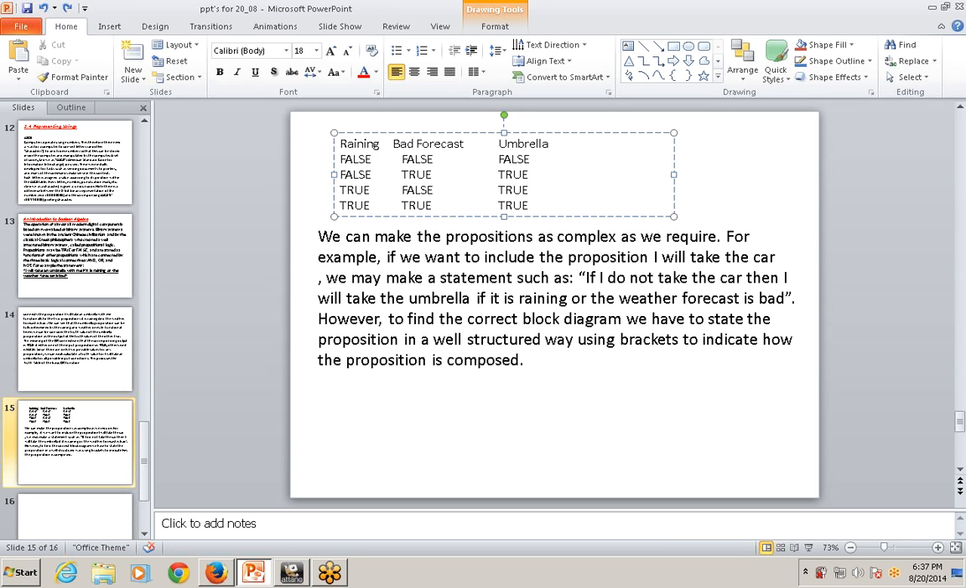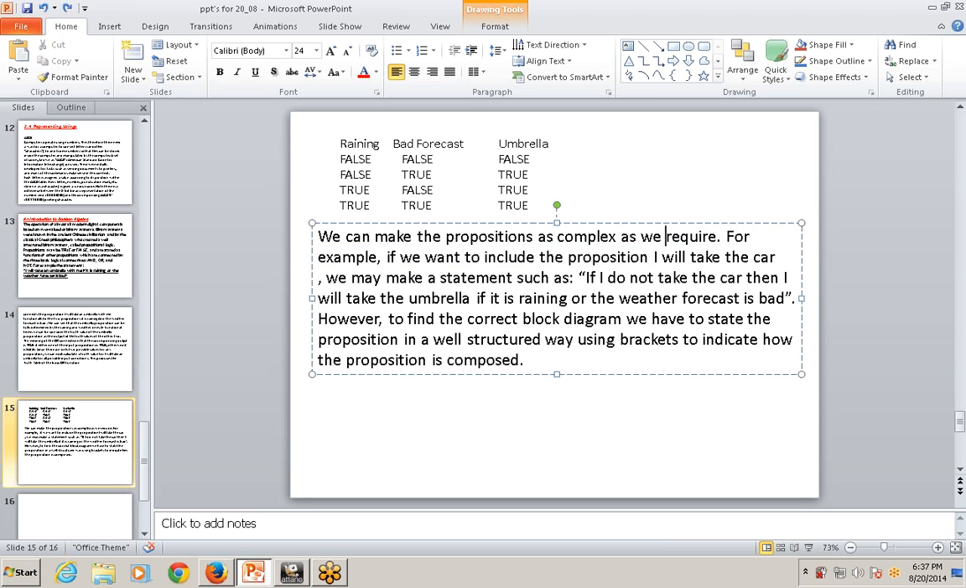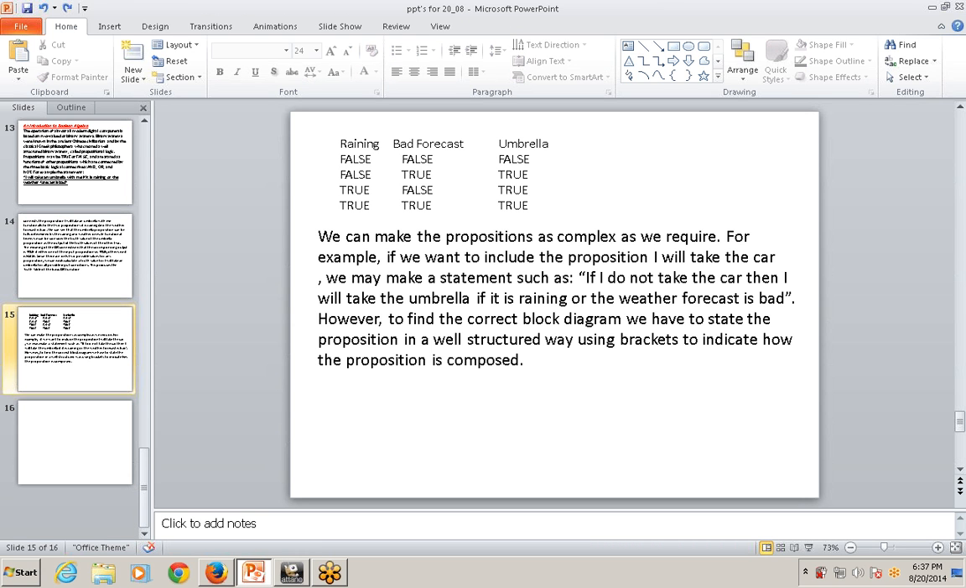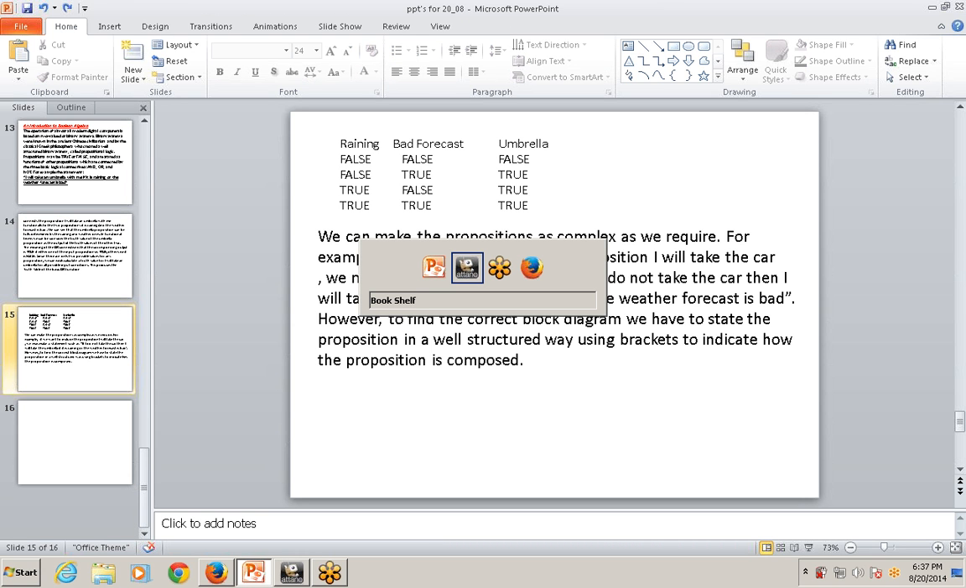Next, we can make the proposition as complex as we require. For example, if we want to include more propositions, I will take the car. We may take a statement like: if I do not take the car, then I will take the umbrella if it is raining or the weather forecast is bad. We need to find the correct block diagram to indicate the proposition. Now let's see with the help of the book.